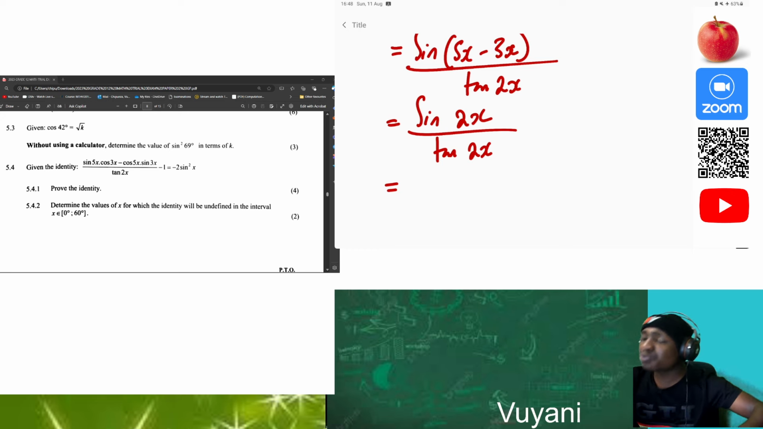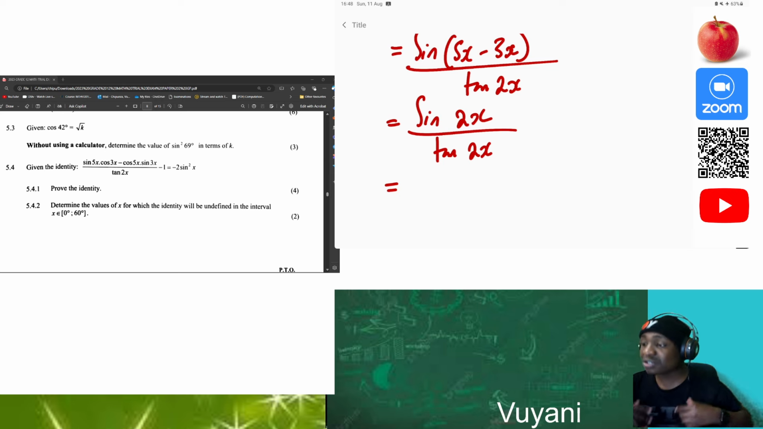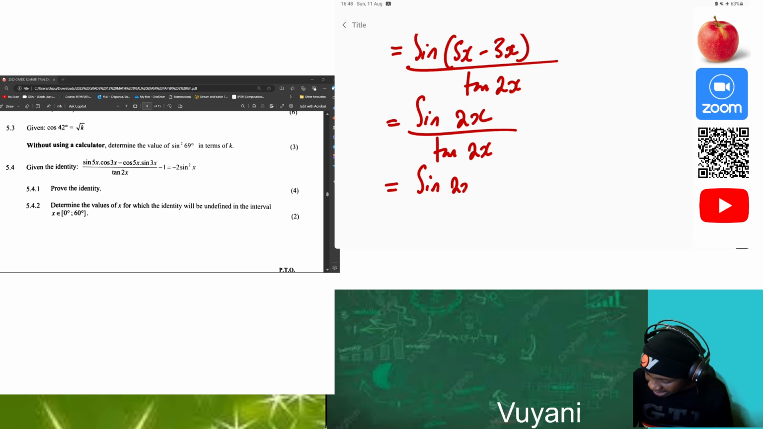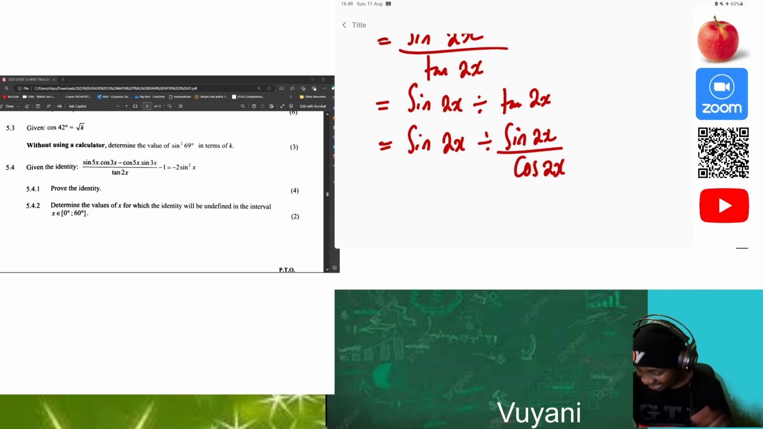It's an identity which we're taught in grade 11, that tan of theta is always equal to sine theta over cos theta. So let's try to exercise our right. So this can be written as sine of 2x times tan of ... divided by tan of 2x. So what is tan 2x? This will be equal to sine of 2x divided by cos of 2x.